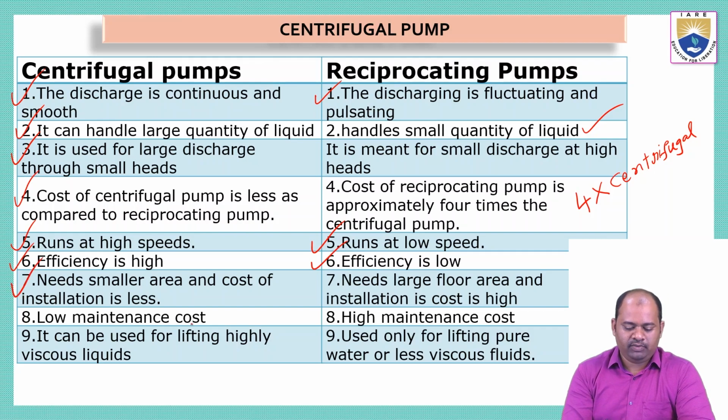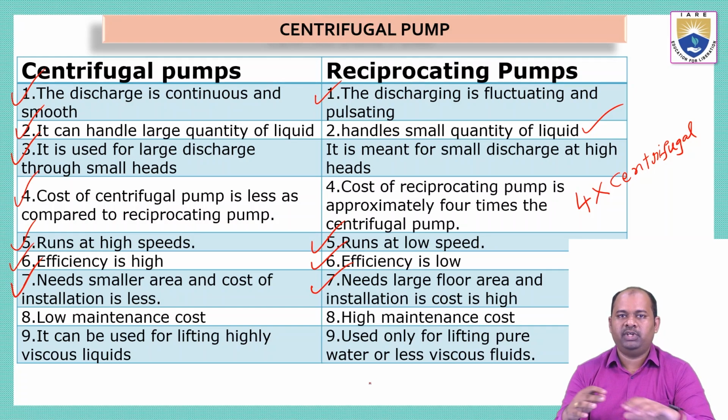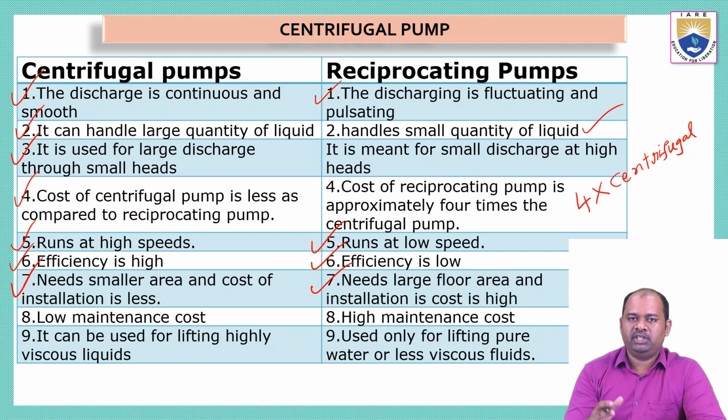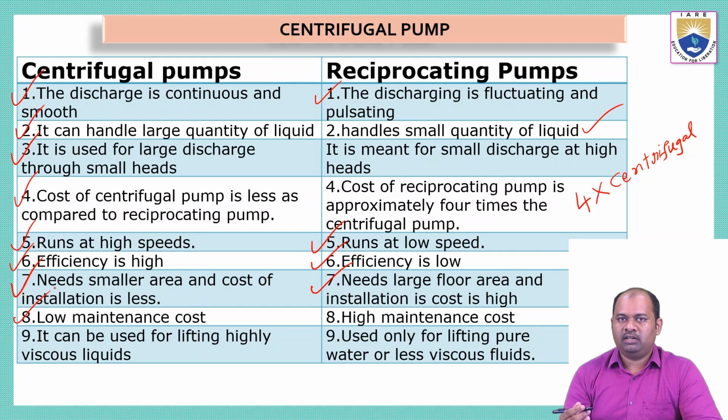Okay. And the next difference is it needs a smaller area and the cost of installation is less. For the same amount of water to be discharged, the area required for the centrifugal pump is less compared to the reciprocating pump. That means the reciprocating pump will require more area for installation, whereas for the same amount of water to be discharged, we can use a smaller centrifugal pump. And then low maintenance cost, because there are very few moving parts in the centrifugal pump.